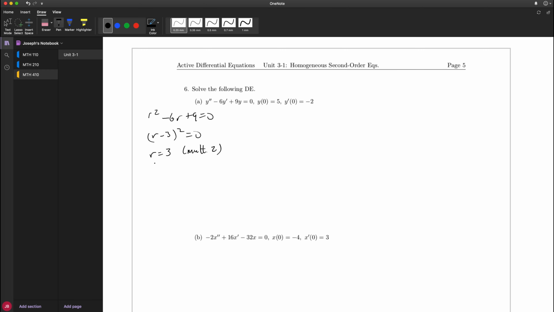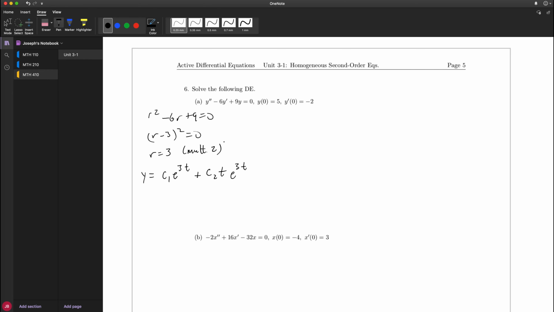Okay. Well, what that says then is that y is going to be c1 e to the 3t. It's repeated, the root is, that is. So it's c2 t e to the 3t. And that's all you have to do when you have repeated real roots.